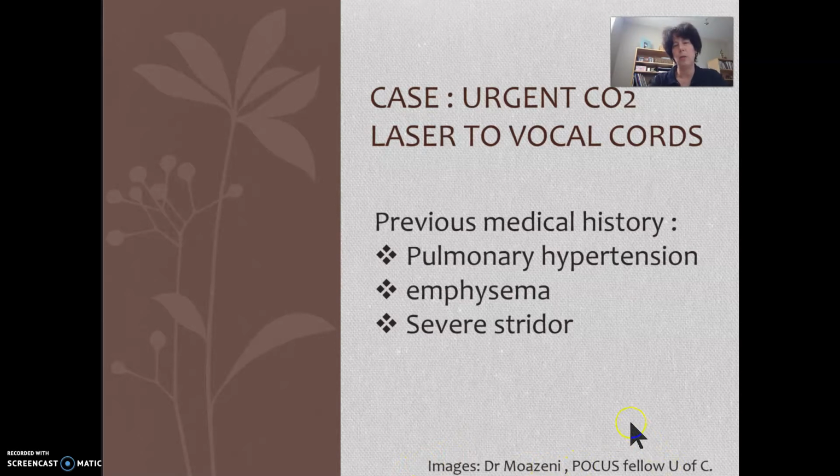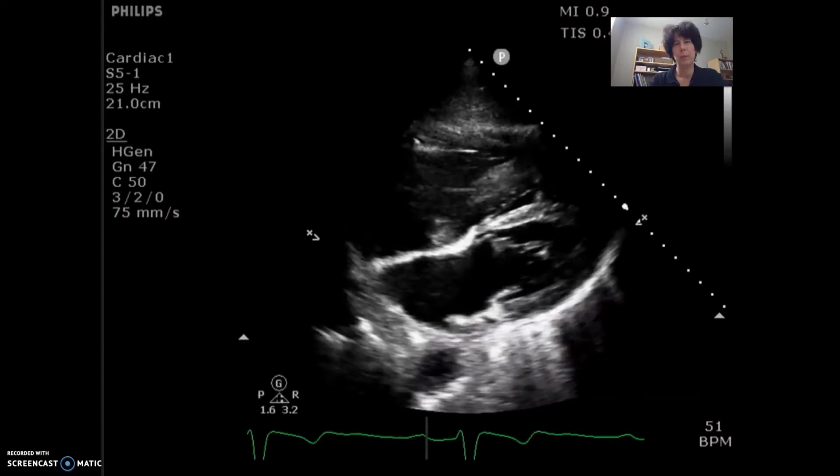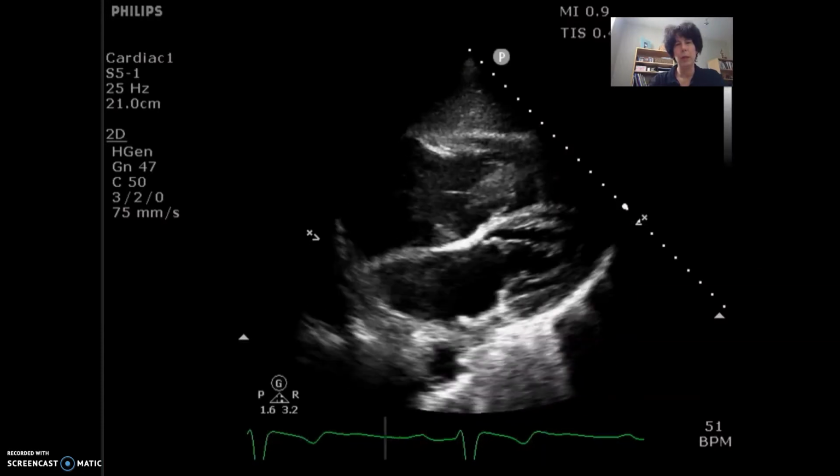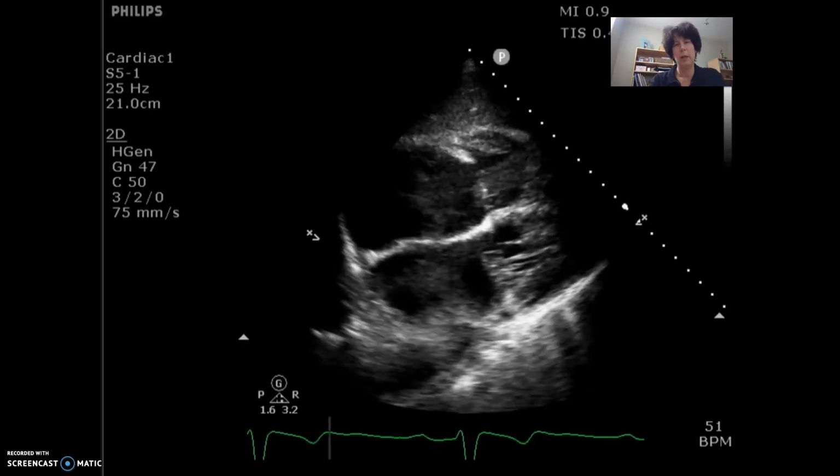And I do give some credit to Dr. Morizani, who was our POCUS fellow at the time, for the excellent images that she obtained in the holding area before the patient went into the OR to give the anesthesiologist a little bit more information on what they were going to be dealing with intraoperatively. So our first image is the subcostal. I'm going to let you just have a look at that a little bit, see what you think.